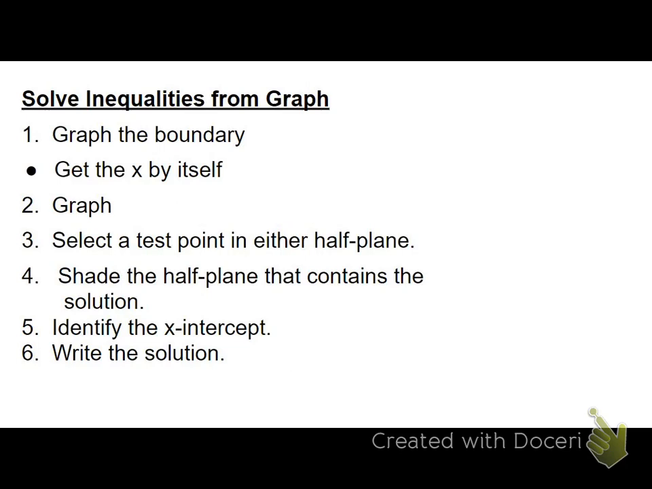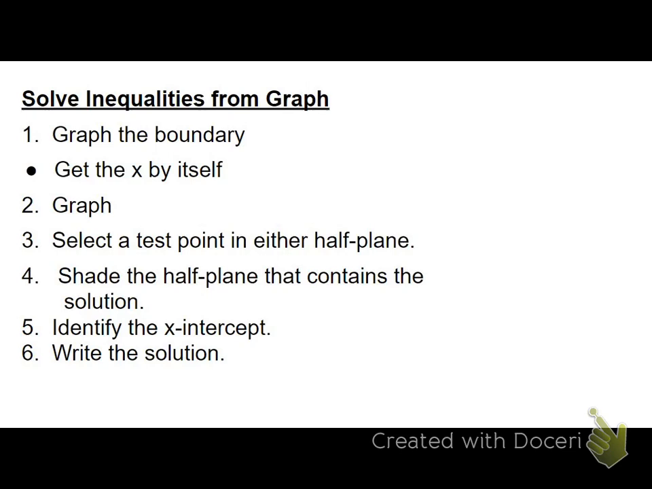Okay, here's our goal. We're going to graph the boundary. Basically what we just did, okay? In order to do that, though, this time, we're going to have to get the x by itself. So we're not writing it in slope-intercept form. We're basically finding what the x is, okay? We're going to select a test point. We've already done that. Then step 4, we're going to shade the half plane that contains the solution, run towards the solution or away if it's false.